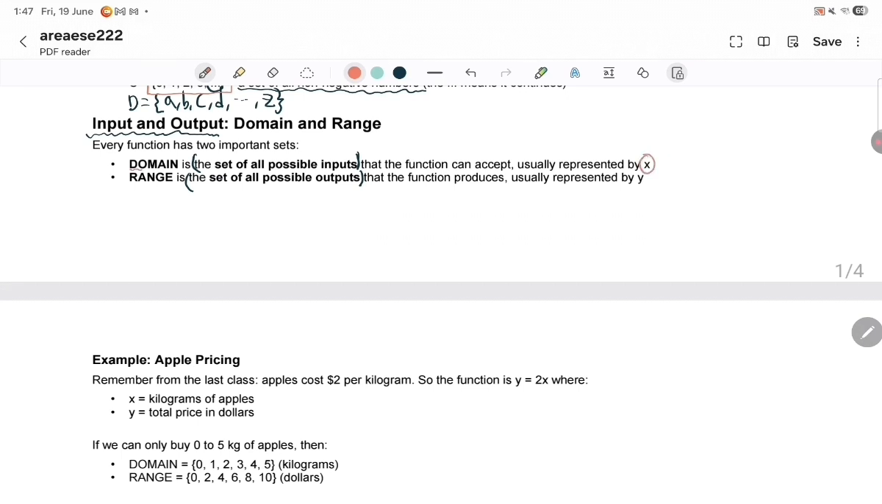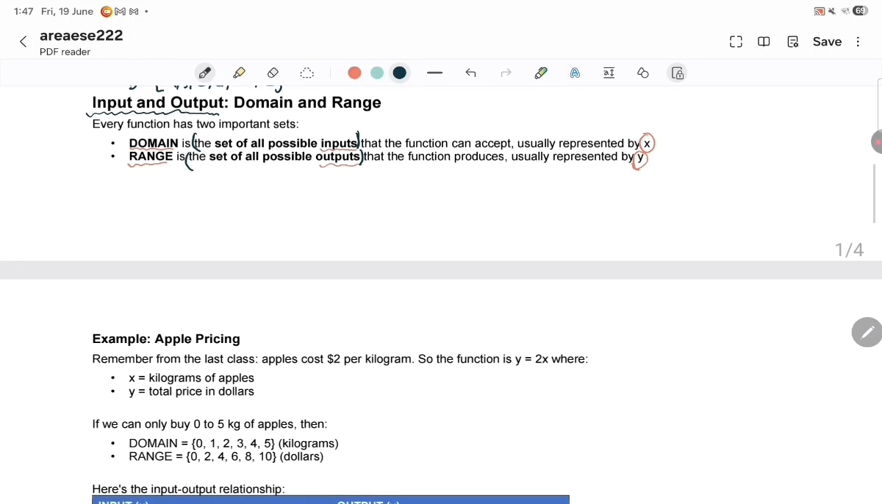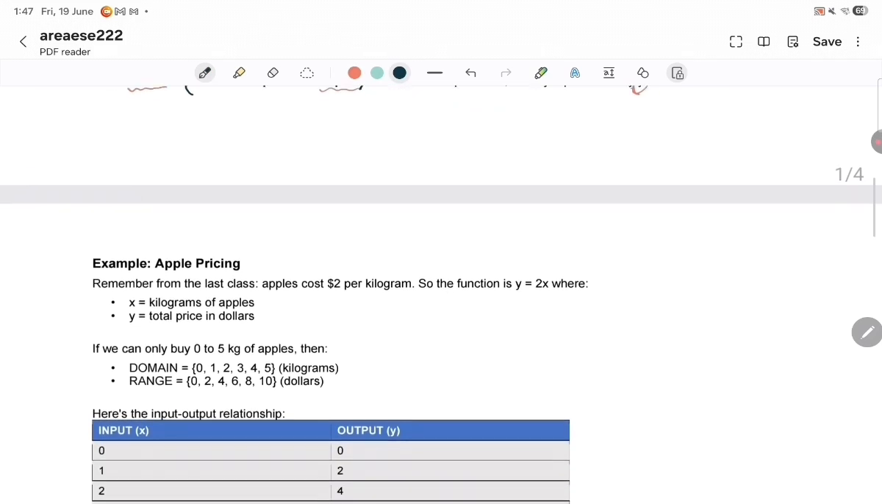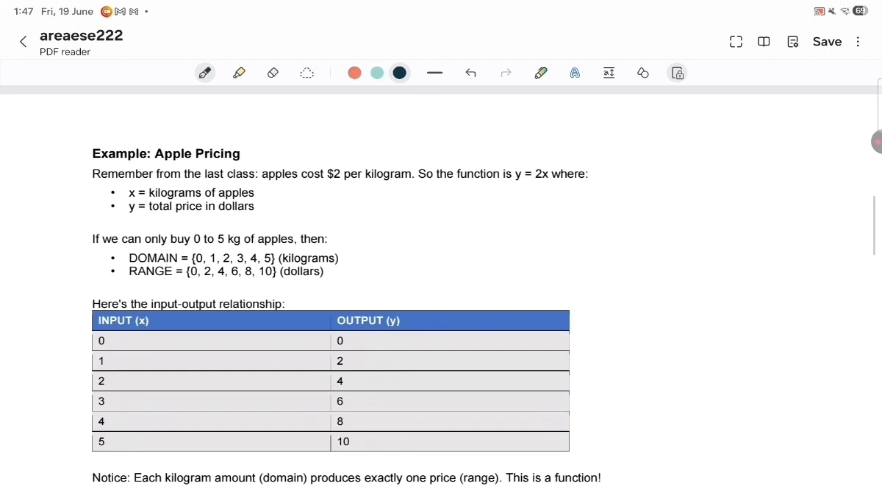X, domain, input. These three words are all important to understand functions. Same with range, outputs, and then y. Same goes for these y values. Let's quickly go over one example about apple pricing.